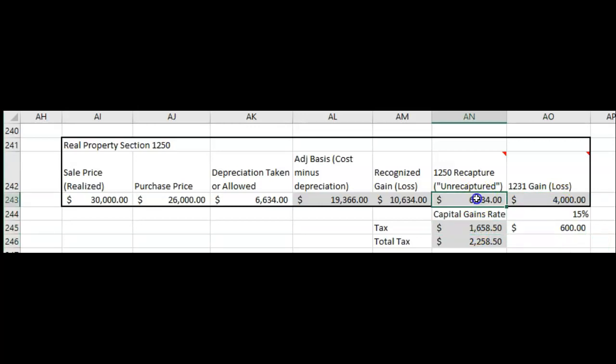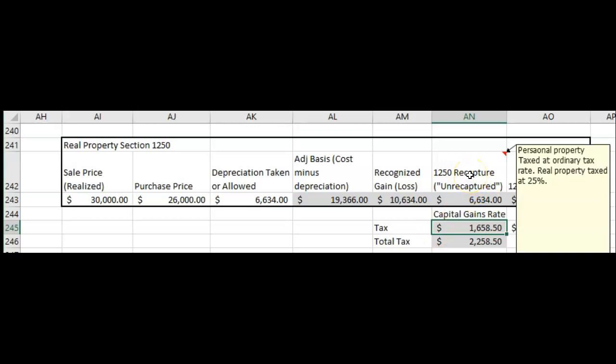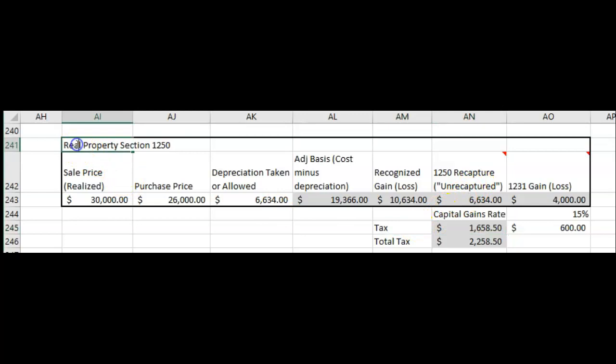This is the tax on the recaptured numbers. So over here, it's going to be the maximum of 0, or AN243 times 25%. Like I mentioned earlier, if it's real property, it's taxed at 25%. If it's not real property, it's taxed at the ordinary rate. So I have this formula set up right now for real property, Section 1250, so it's set up for 25%. That's an important call out. Real property is what this calculator is set up for. Otherwise, you would figure it out using their ordinary tax rate. So this number here is the sum of these two numbers, and the total tax is $2,258.